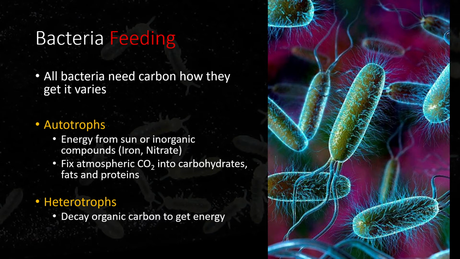Heterotrophs get their carbon by decaying things. So these are bacteria that break down other organic material to get that carbon to use to make all the things they need.